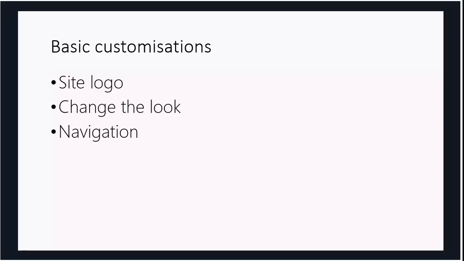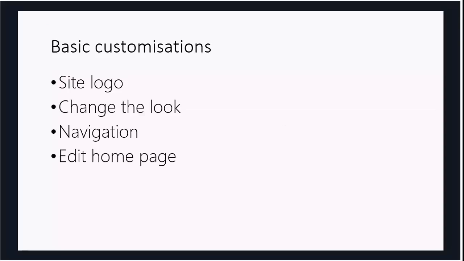So let's talk about some basic customizations. You can customize the site logo. You can change the look of SharePoint, so the color, the background. You can add an image. Again, very much quick and easy to do that. You can modify the navigation. You can drag and drop the menu on the left-hand side, and you can edit that to suit your needs.